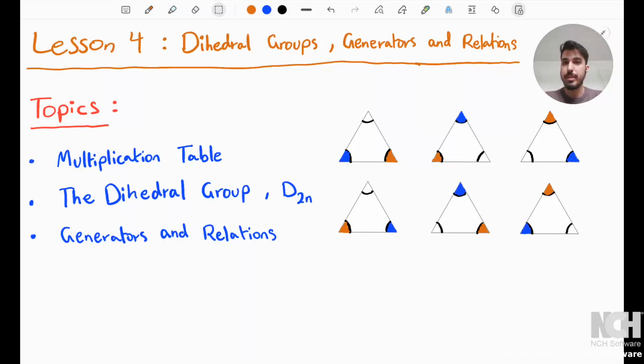And then I'll give you a little bit of examples for these multiplication tables, and then we will see if there is a very nice connection between some of these groups. Afterwards, we'll be talking about the dihedral group, D2n, and lastly, we'll be mentioning what generators and relations do and how they simplify our lives in describing groups. And we will use the dihedral group as an example.